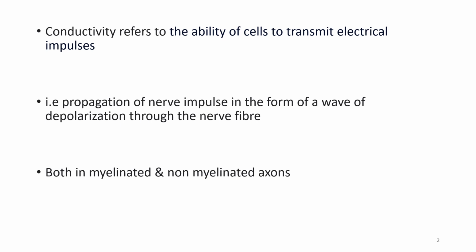What is conductivity? It is the ability of the cells to transmit the electrical impulses. That is propagation of the nerve impulse in the form of action potential. That is a wave of depolarization throughout the nerve fiber. It occurs in both myelinated and non-myelinated axons.